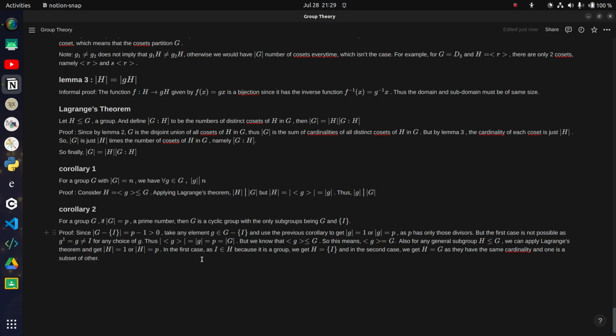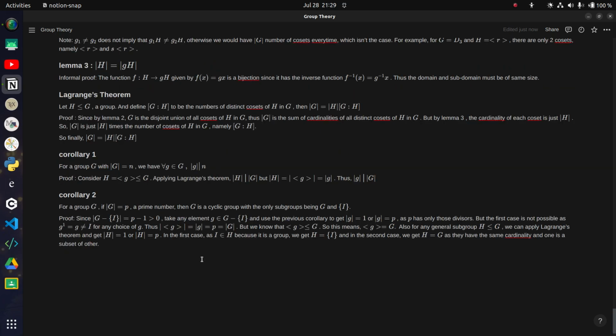So the cardinality of the cyclic group constructed by small g, which is a subset of G, has the same cardinality as G. What that means is that capital G is just equal to the cyclic group constructed by small g. And so there you go, easily proved. And that's it. I'll stop for now. See you guys in the next video.